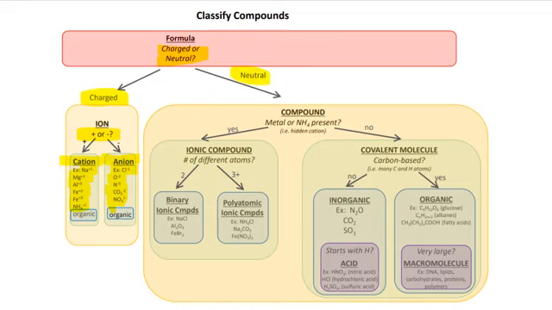Now, if we don't see any charge and we have a compound, we need to look and then classify that compound. If there is a metal or an NH4, which is ammonium, if there's a metal or an ammonium present, then it is an ionic compound. So, an ionic compound, we will then classify as if it's binary or if it's polyatomic. And we'll get more into that in the next video. But the biggest thing is, if there is a metal or NH4 present, it is an ionic compound. If not, then it is a covalent compound.